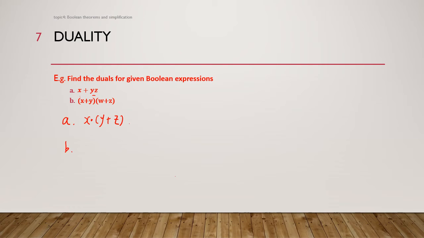Similarly for b, we've got two OR functions and one AND function. First, change the OR function to AND, then change the AND to OR. There's no 1 and 0 there, so we don't have to change it. Okay, so this is the dual. Again, this dual function is not necessarily equal to the original function. Sometimes they may be equal, but most of the time they don't.